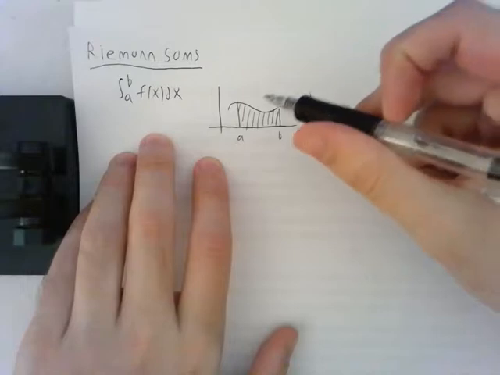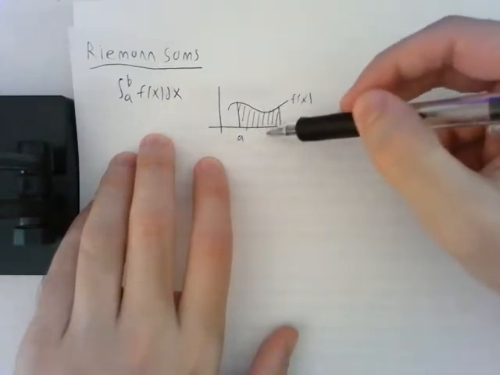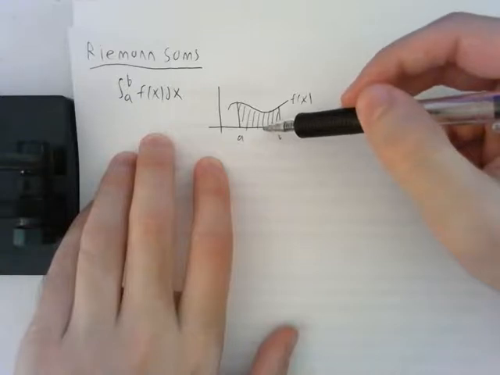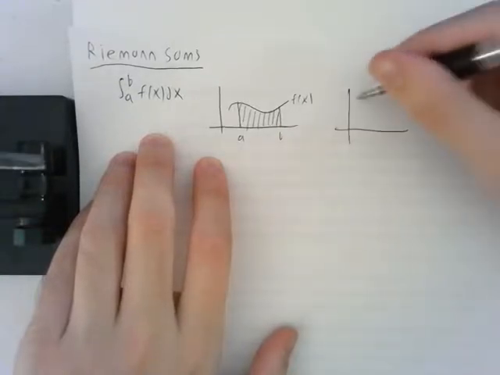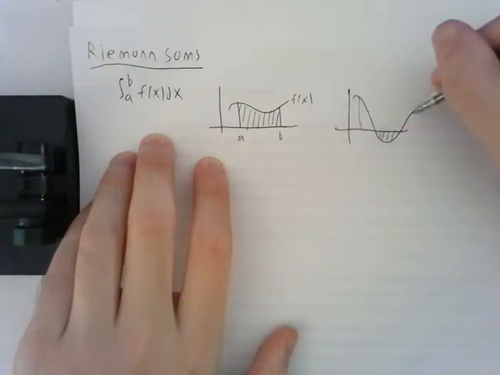With the additional understanding that if there is area beneath the x-axis, like something like this, then this area down here would count as negative, whereas area above the x-axis counts as positive.